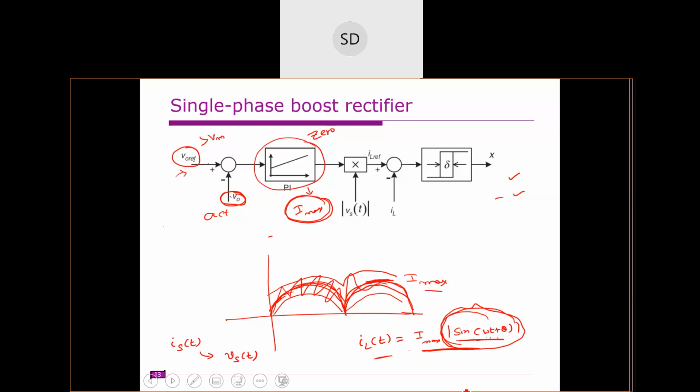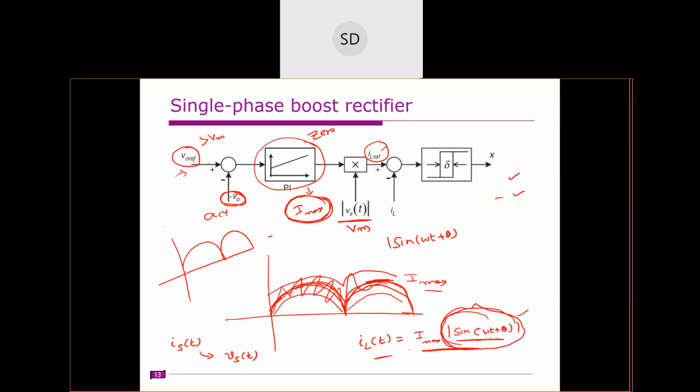Now the next step is we need to generate the reference current for the inductor. The inductor reference current we assume as I maximum sin omega t, in this form. I maximum you already obtained. Next we need to multiply with mod sin omega t plus theta, divided by Vm. There is a mistake here: it is divided by Vm, where Vm is the peak of the supply voltage. We multiply with this to generate the reference signal for the inductor current.